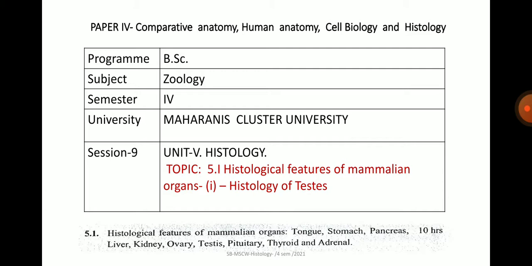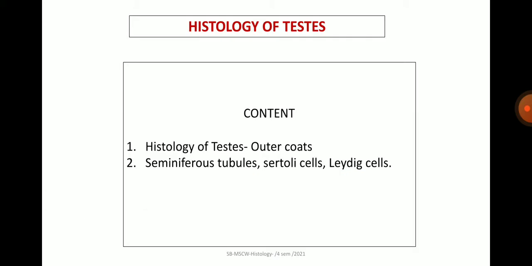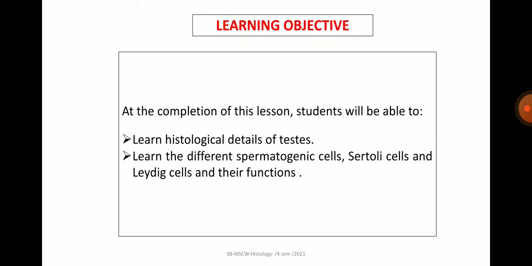Histological features of mammalian testis pertaining to Zoology, BSc 4th semester, under the paper entitled Comparative Anatomy, Human Anatomy, Cell Biology and Histology. The content of this section would be to know the histology of testis, its outer coats of layers, then seminiferous tubules, Sertoli cells and Leydig cells.